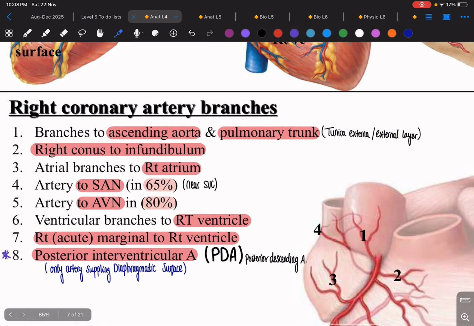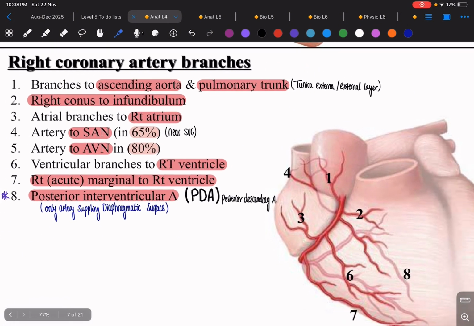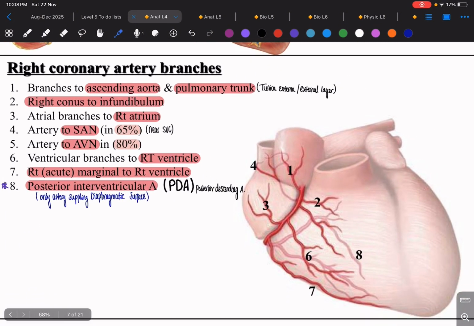Then let's move to the branches. Now let's see. The branches for the right coronary artery are 8 branches. Let's see them in a very simple and easy way. Okay, how are you going to remember them? We're going to remember them like a story. First, we said this is the coronary artery, right? This is the artery between the right atrium and right ventricle in the coronary groove. This is what we said above, right?